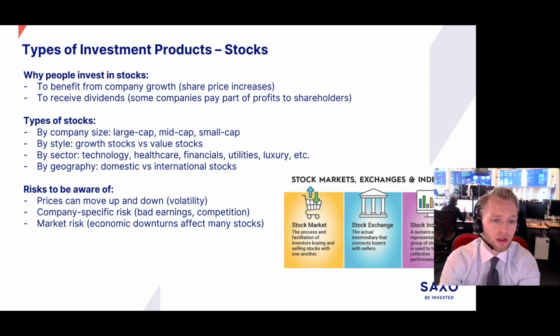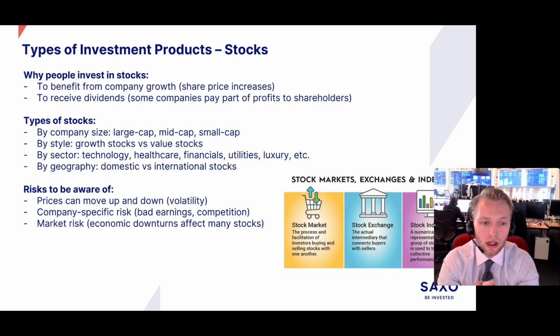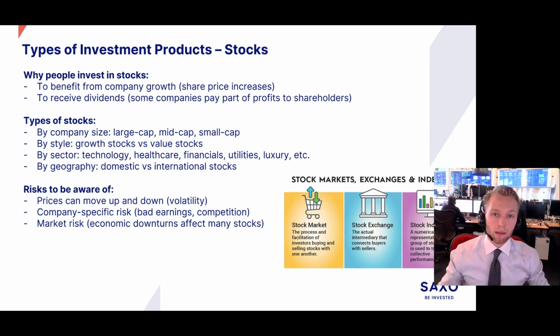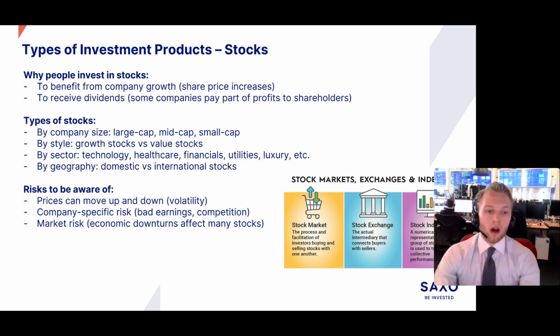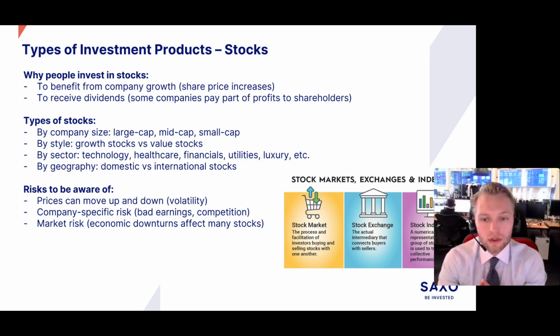And then you can also choose to look at stocks based on their sector. Do you want to look at technology stocks like Microsoft, Nvidia, Apple, or do you want to look at healthcare stocks like Eli Lilly and Novo Nordisk? You want to focus on financials like the big banks, or perhaps utility companies or luxury companies like Louis Vuitton or LVMH.